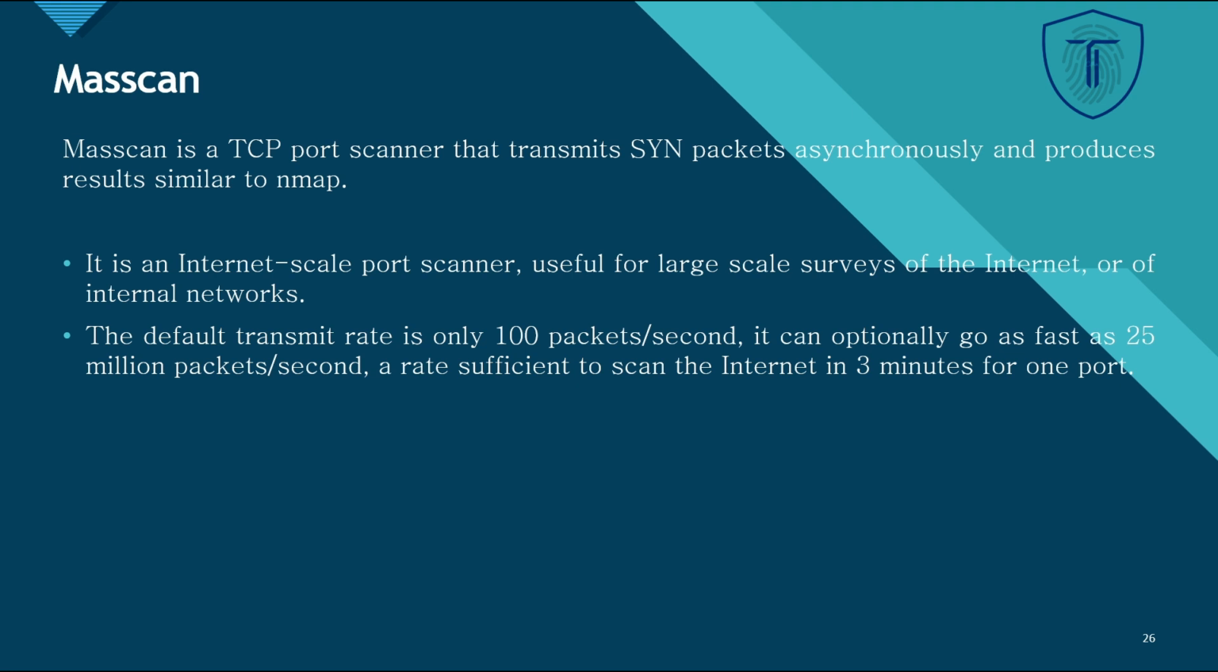Here is a special thing you have to know about Masscan. The default transmit rate is 100 packets per second, but it can optionally go as fast as 25 million packets, a rate sufficient to scan the internet in 3 minutes for one port. That is a quite interesting thing.